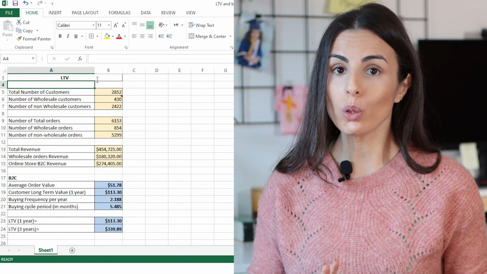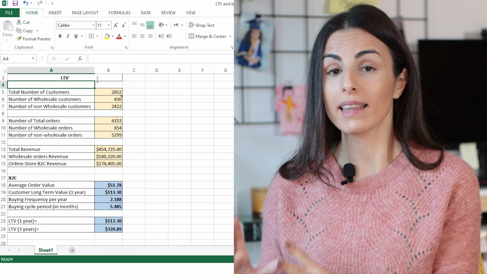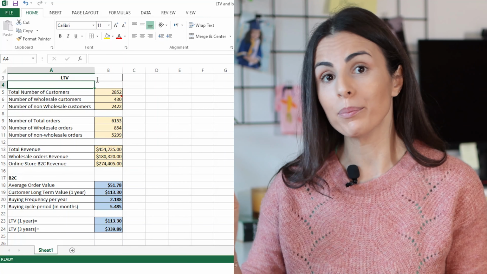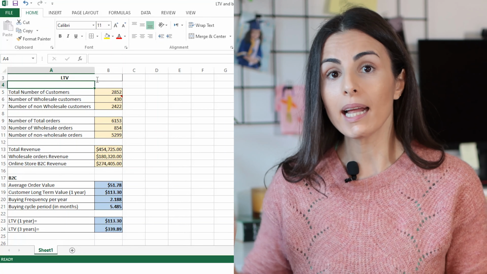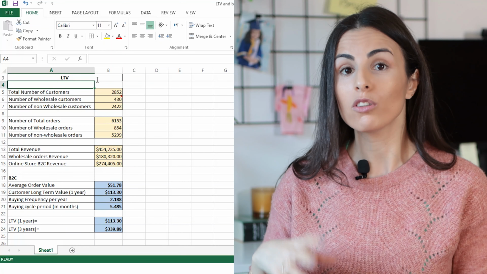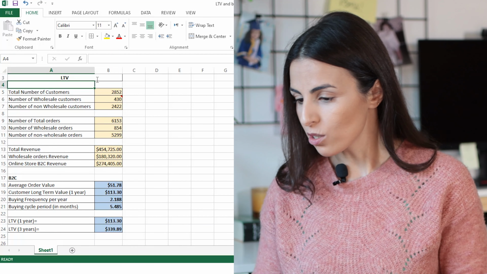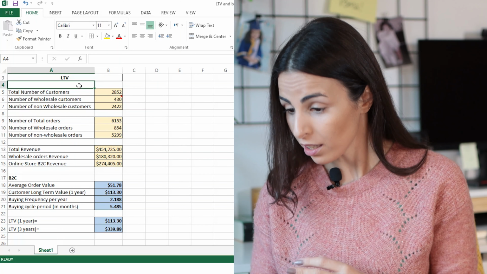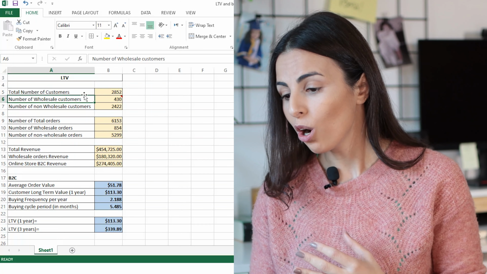I will first show you the Excel sheet I have created to calculate the LTV. Then I will show you how to pull up each of these numbers from your Shopify analytics and put them here in order to be able to get your metrics right. So, as you can see in this Excel sheet, I have divided my work between customers, normal customers, and wholesalers.